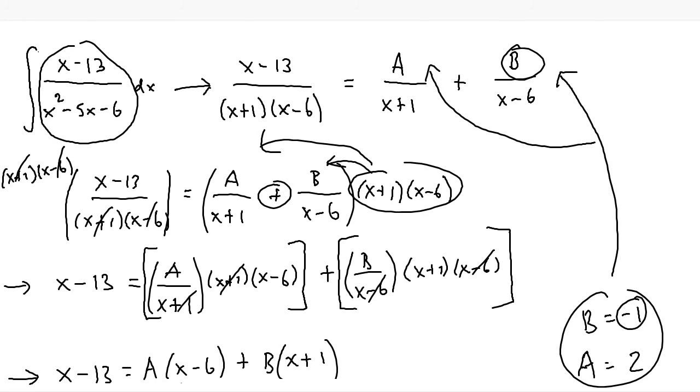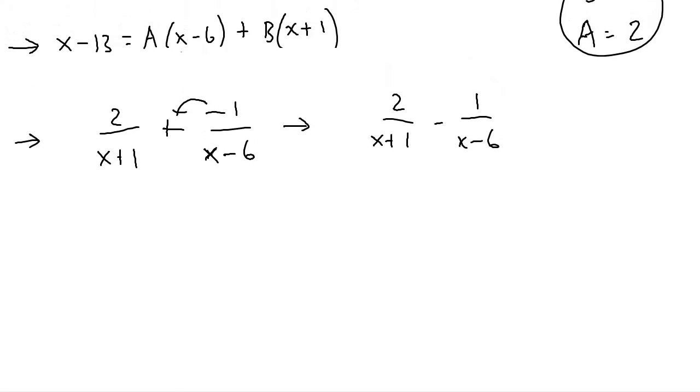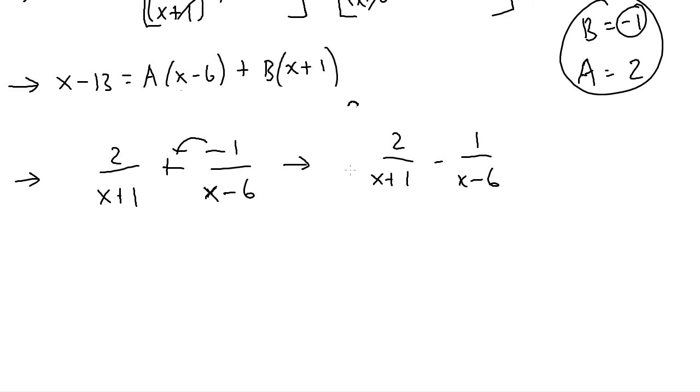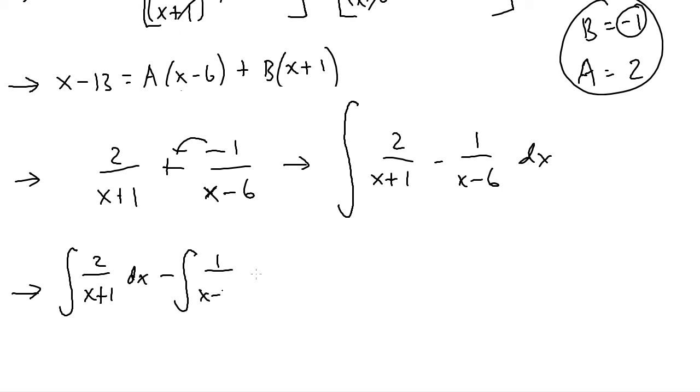Now that I've broken it down, I can put this under the integral because I've rewritten my fraction. So I get the integral of 2 over x plus 1 minus 1 over x minus 6 dx. Since there's a minus here, I can split it up into two integrals. So I get the integral of 2 over x plus 1 dx minus the integral of 1 over x minus 6 dx. And now this is pretty simple because I can just use u substitution.